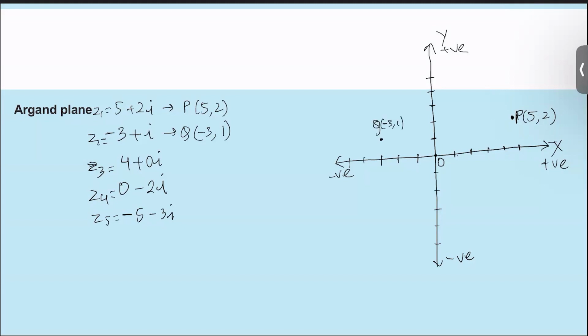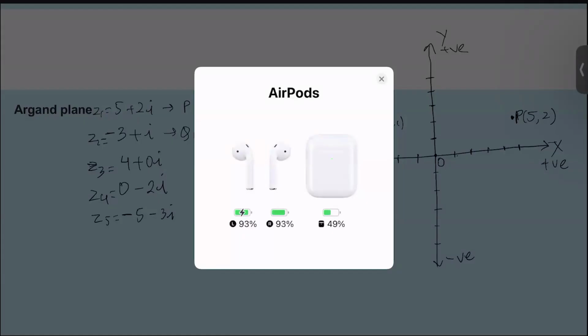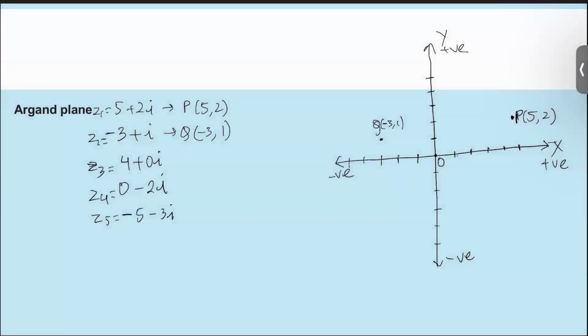Now you see for Z3, you can see that when you have a negative x and negative y, over here we are writing it in terms of x, y, where z is equal to x plus iy.